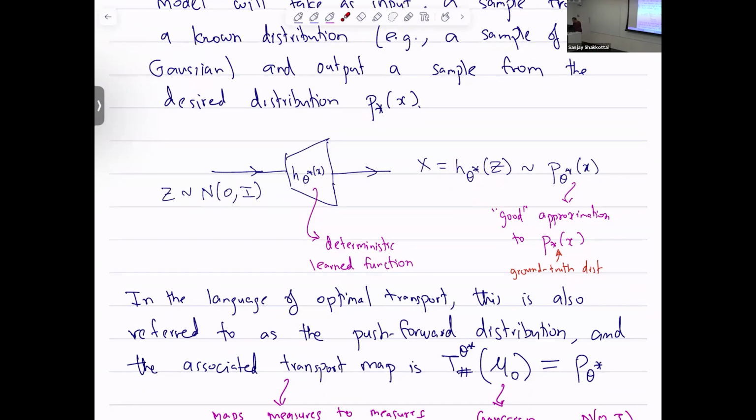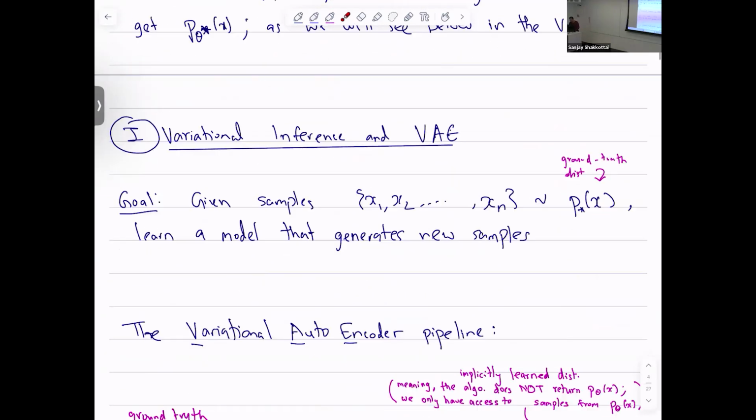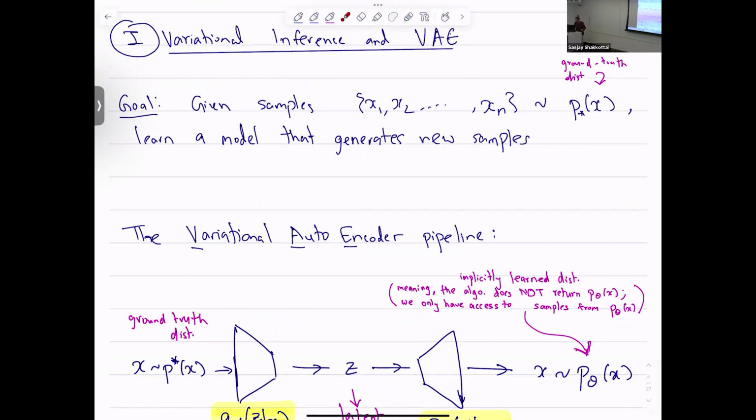Or you could do things, in the language of optimal transport, this is called push forward. So you take a density function, you take a measure, a Gaussian, and find a transportation map to push it forward to something else. This could be implemented in one step, in multi-step, and all these kinds of things. Okay. Or you can be somewhere in between. And that's sort of what we are going to be talking about today in terms of variational inference and the autoencoder.